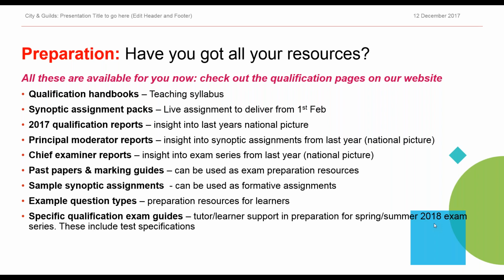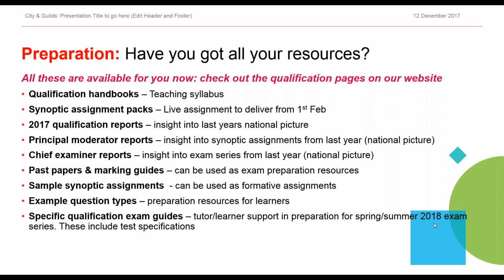We've also got qualification reports. They are on our website, they're not password protected, and it goes into how those learners performed last year for the practical and the knowledge tests. Please make sure that you've looked at these and you are actually looking at where our learners did really well and where maybe our learners didn't do quite so well last year.